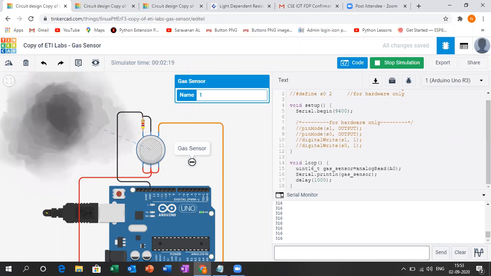You can see the coding part. It is the same as the previous potentiometer and LDR part. Just change the connection of the sensor, and you can do this experiment. If there is any problem, you can ask, and then we will have a 10 minute break again for this session.